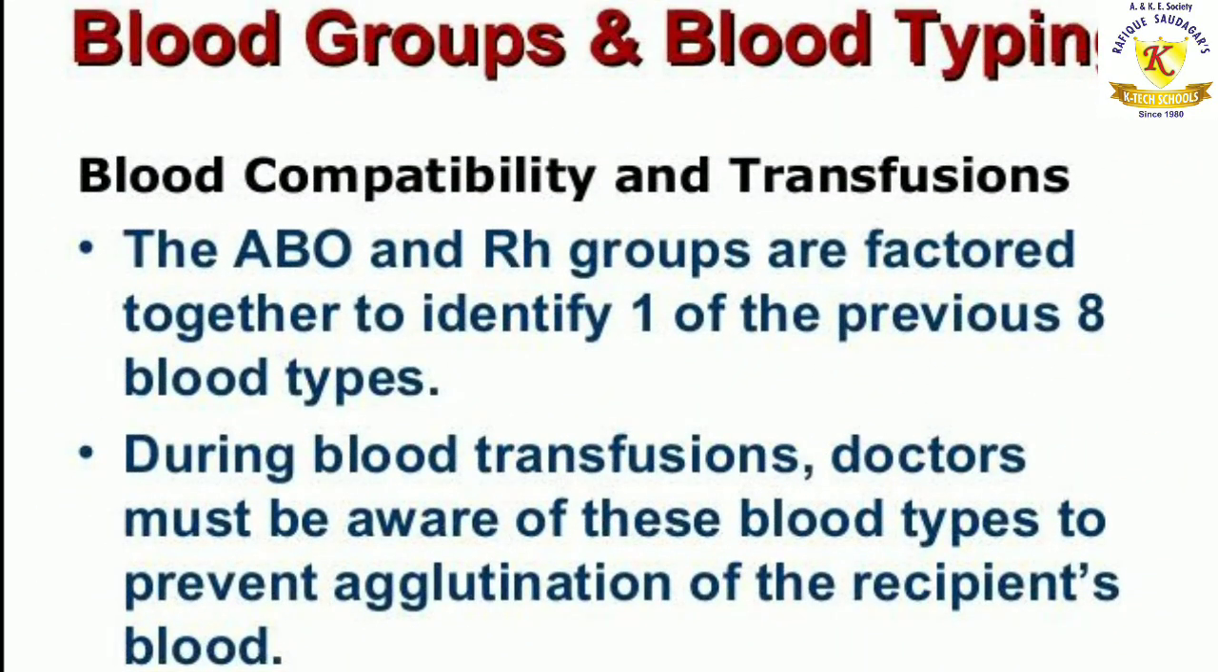Blood compatibility and transfusion. The ABO and Rh groups are factored together to identify one of the previous 8 blood types. During blood transfusion, doctors must be aware of these blood types to prevent agglutination of the recipient's blood, to prevent the blood clotting.